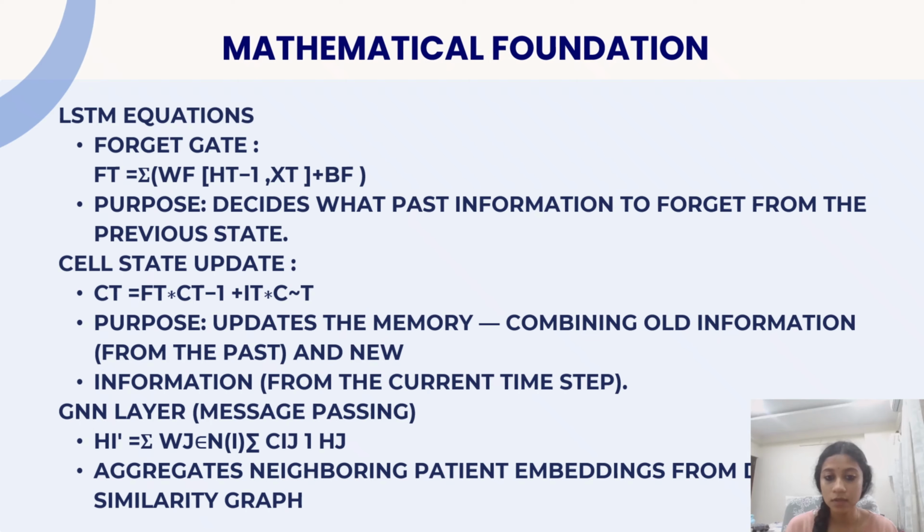These mathematical formulas are used for the following reasons. The LSTM forget gate decides which past information should be kept and which should be removed, so it controls the memory. In the cell state update, the model combines old memory with the new input information, and this updates the current state of understanding. Lastly, in the GNN layer, each patient node receives information from similar patients.